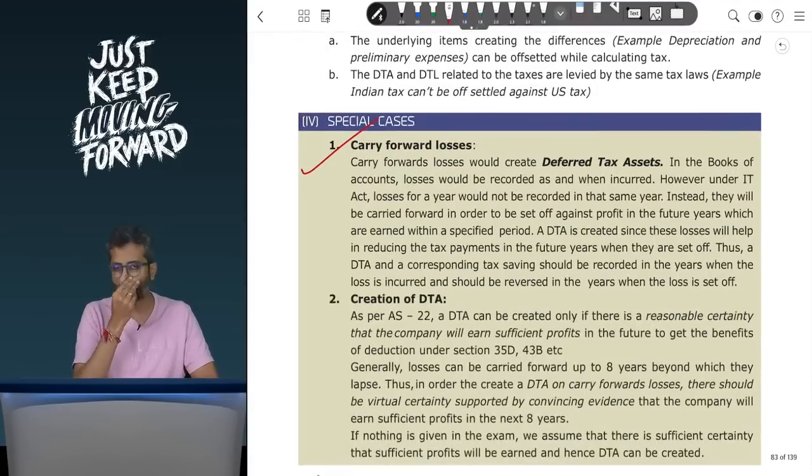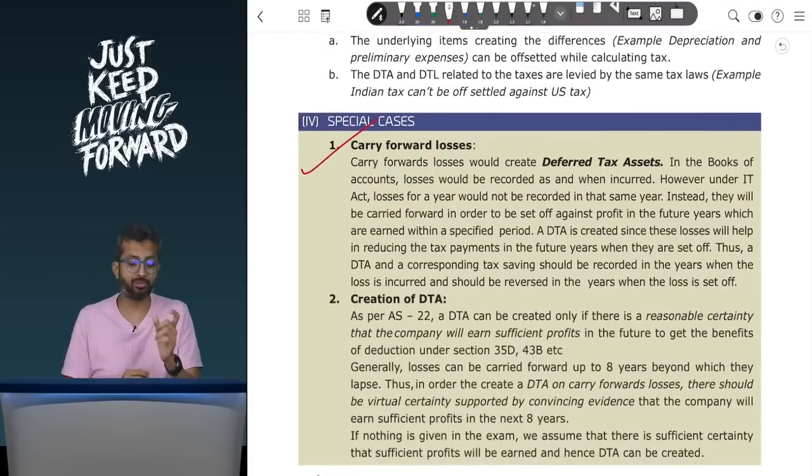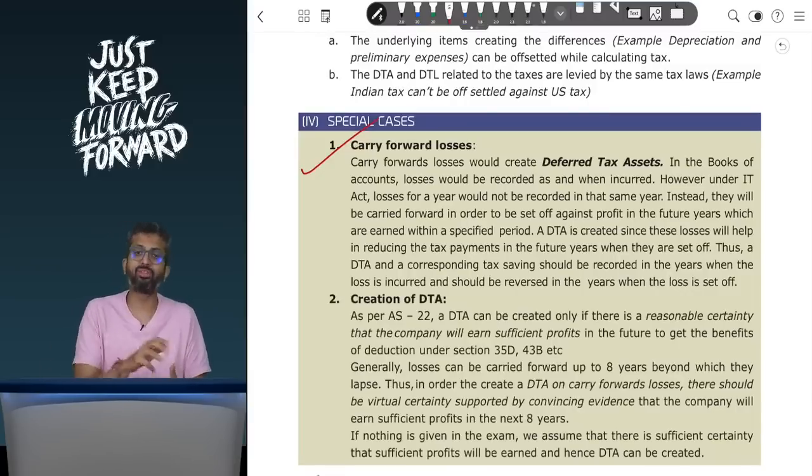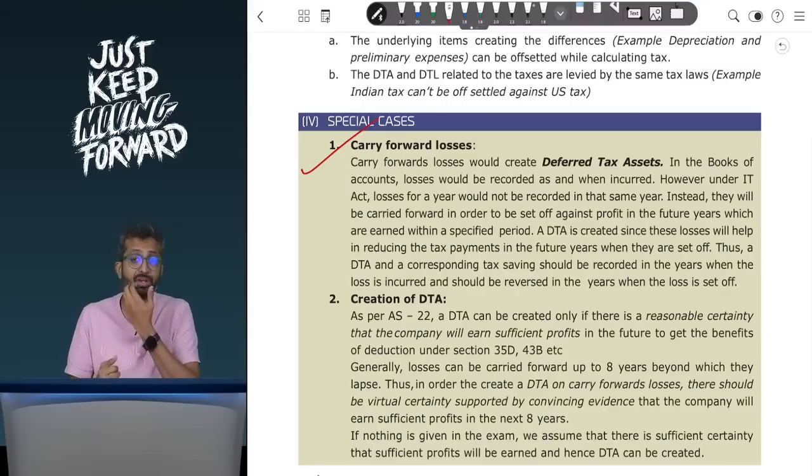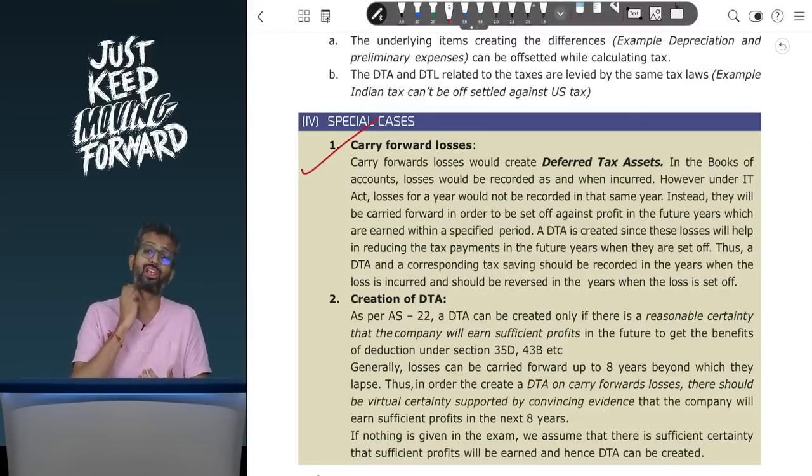Now, what is the entry for a deferred tax liability? Deferred tax expense account debit to deferred tax liability. And what is the entry for a deferred tax asset? Deferred tax asset account debit to, let's say, deferred tax expense, which will go to the credit of the P&L.